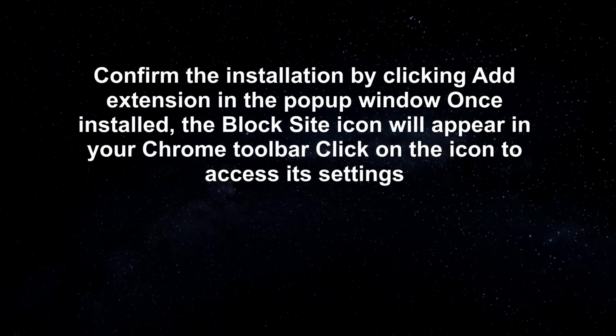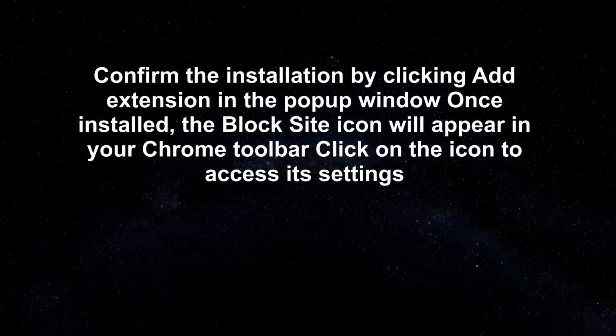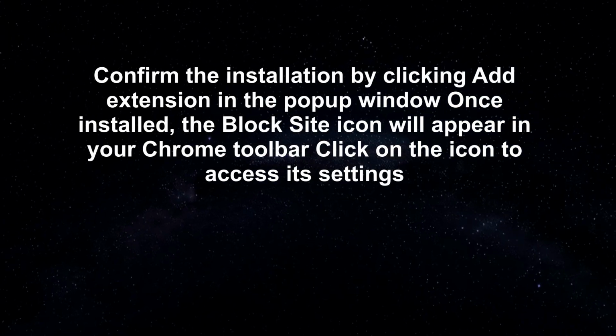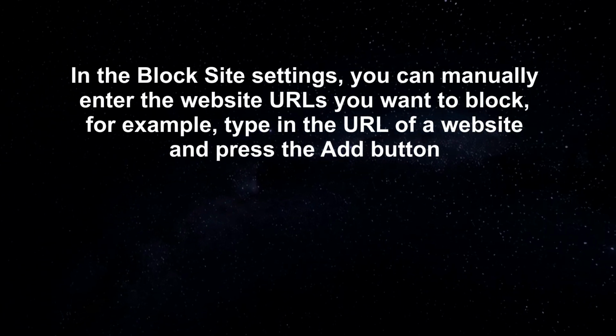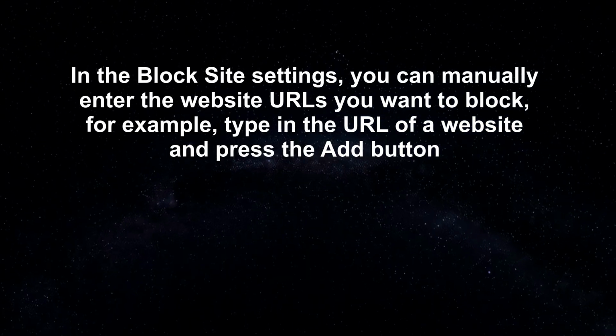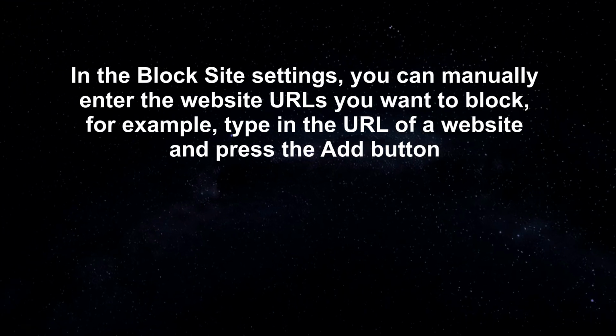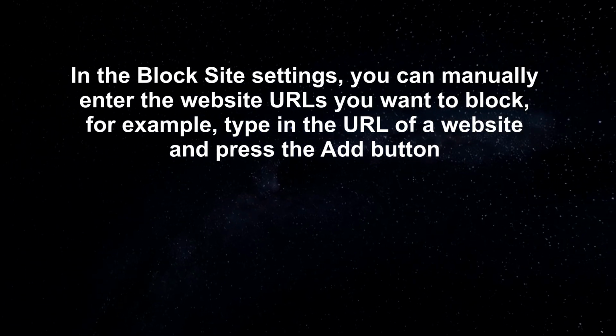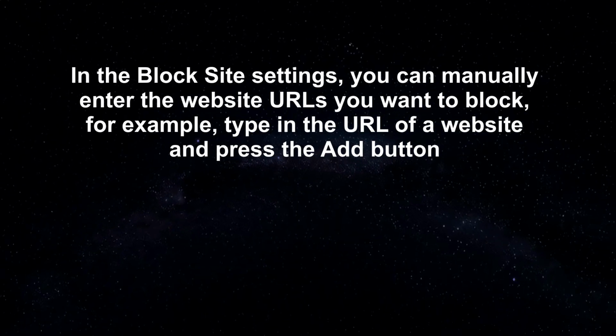Once installed, the Block Site icon will appear in your Chrome toolbar. Click on the icon to access its settings. In the Block Site settings, you can manually enter the website URLs you want to block. For example, type in the URL of a website and press the Add button.